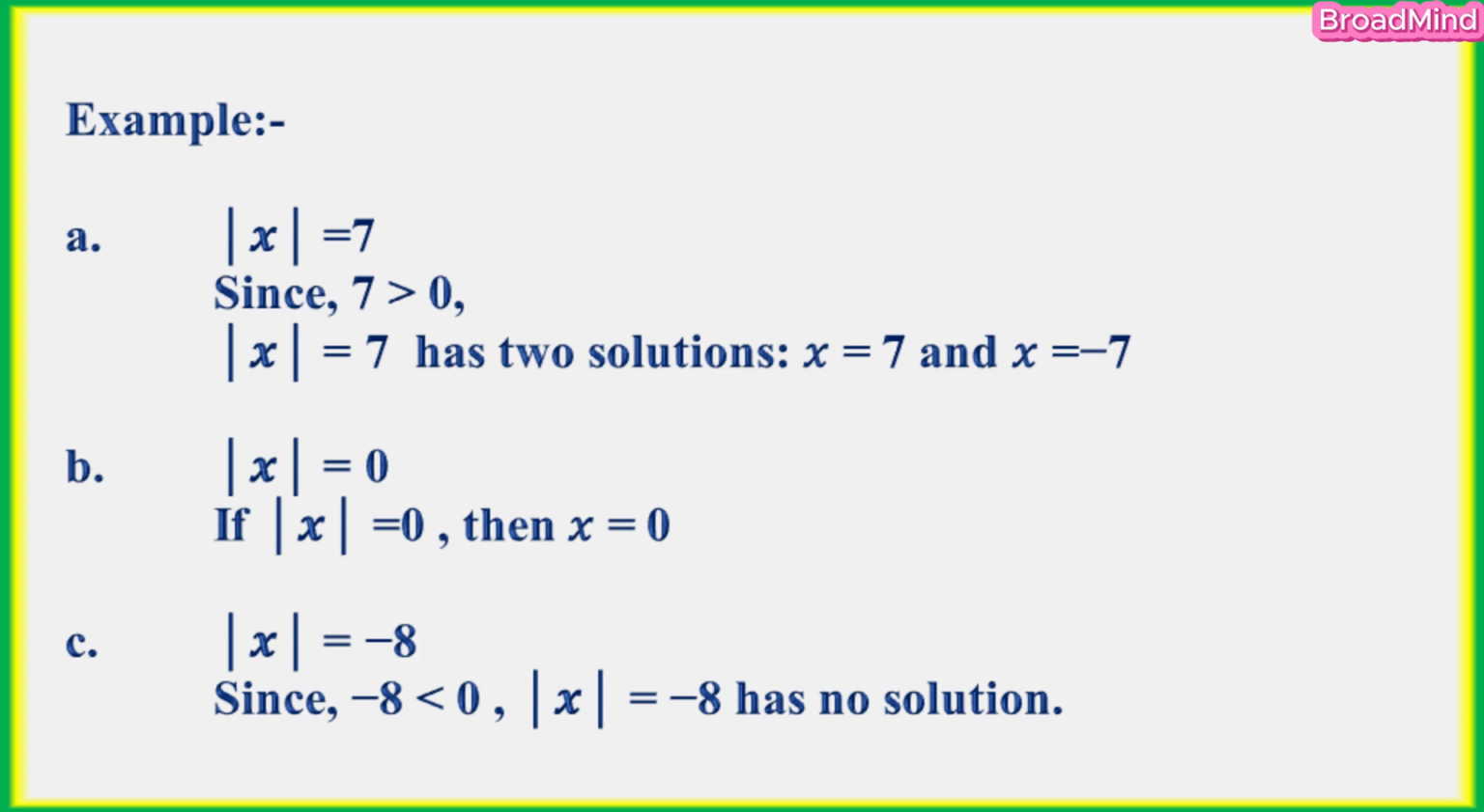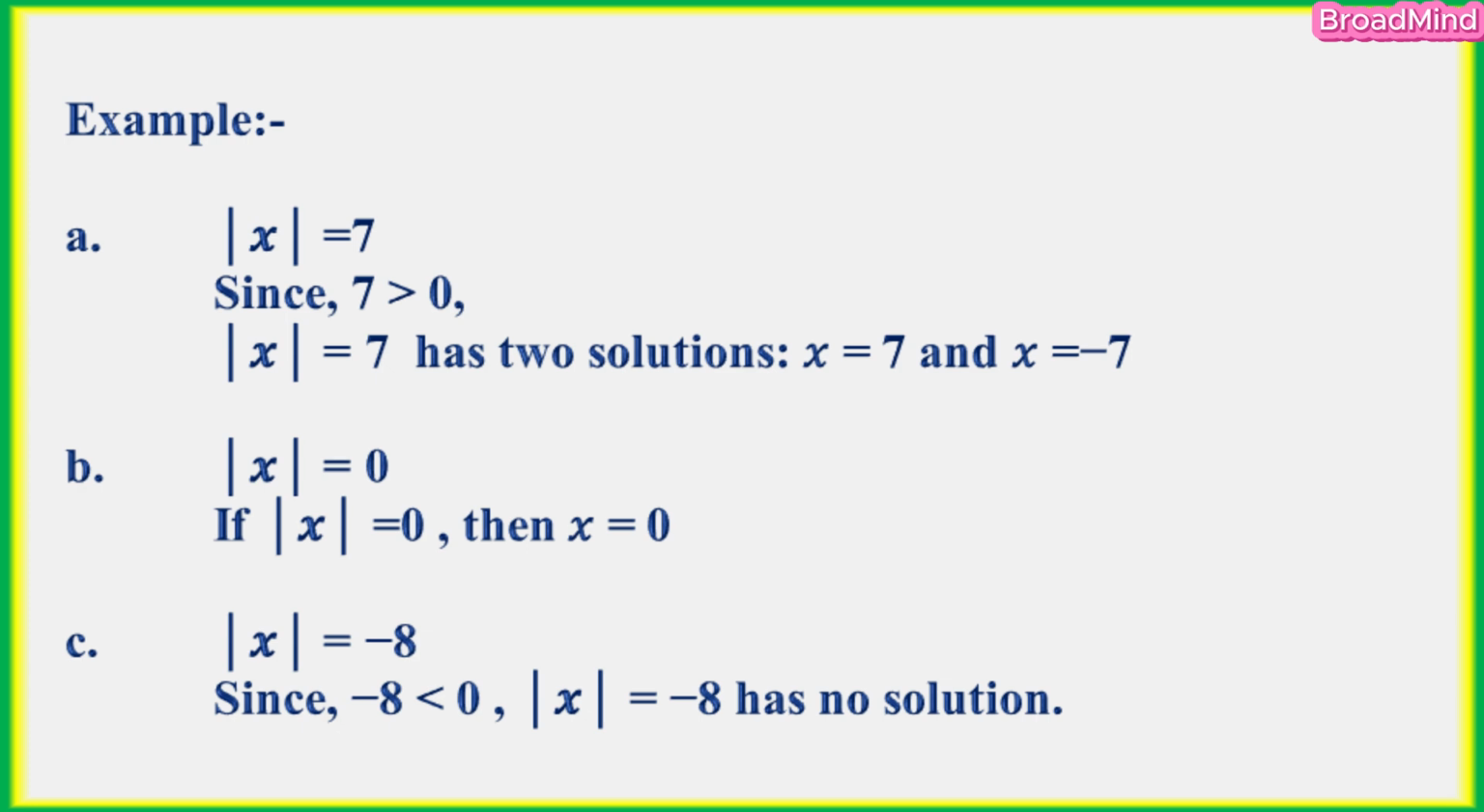B. Absolute value of x is equal to 0. As we discussed above, consider a is equal to 0 this time. Then, if absolute value of x is equal to 0, it has one solution. Then x is equal to 0, or the solution is 0. This means that if you use 0 instead of x in the absolute value, the solution will be 0. There is no other number. The only solution is 0 itself.